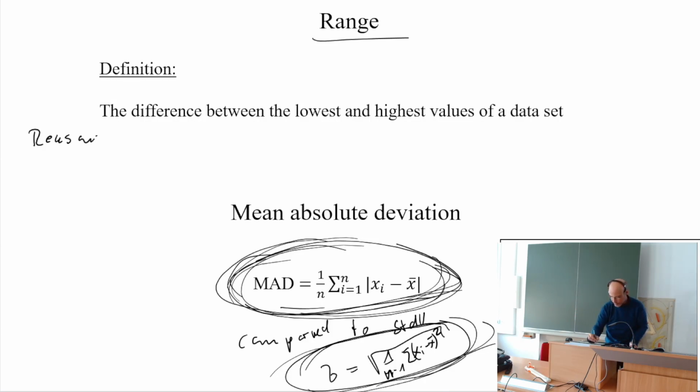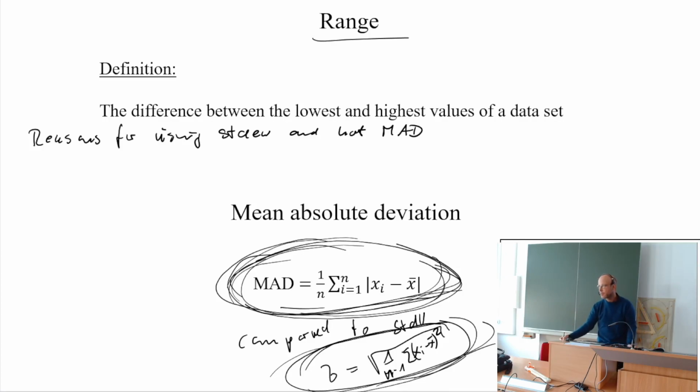Reasons for using standard deviation and not mean absolute distance. And this, I think, is also something. Well, everybody is doing it, and then it's right. If everybody is doing anything, then it's right, or what? Well, there should be some reasons why this is a good choice.